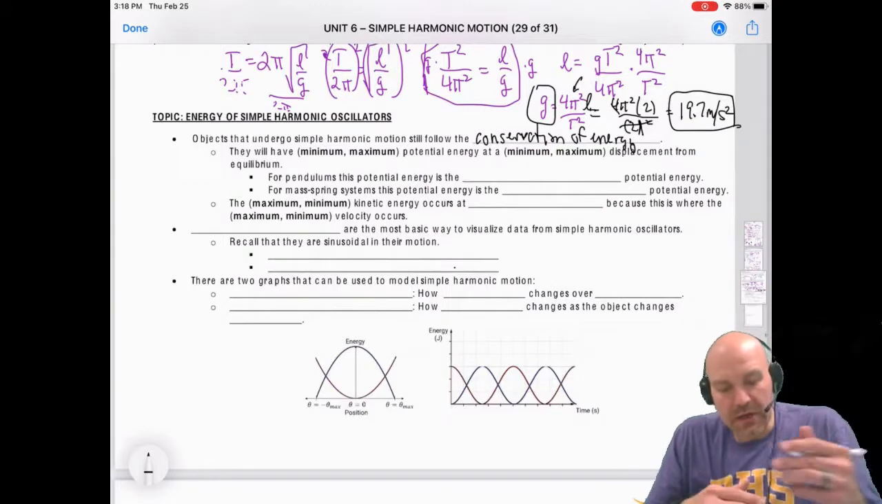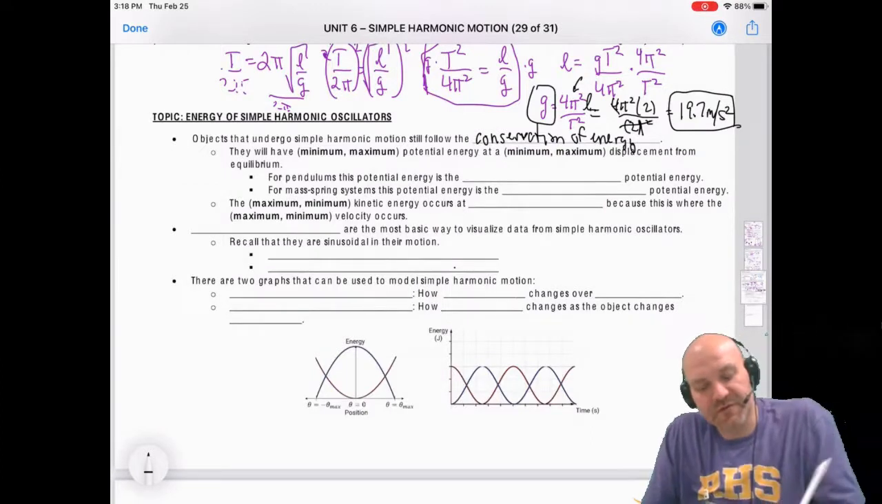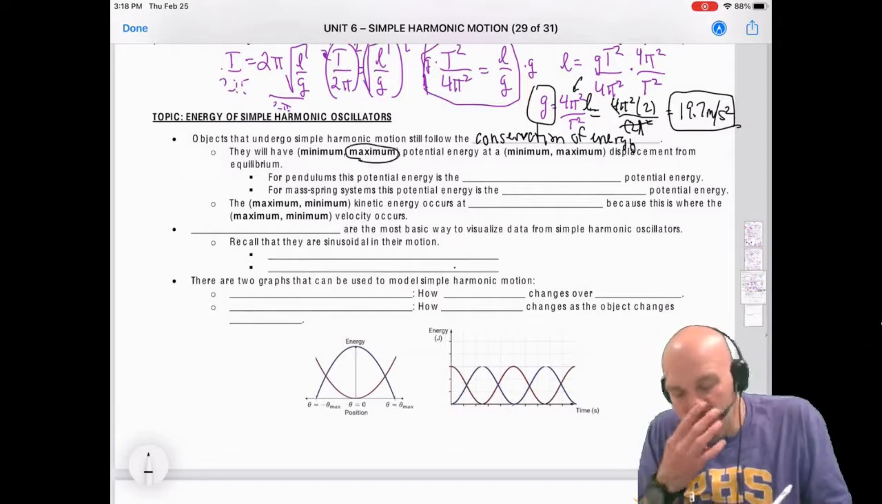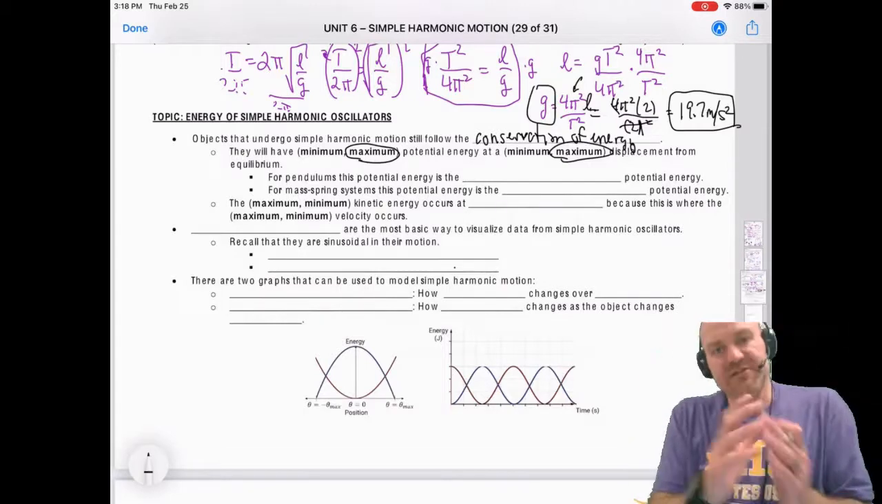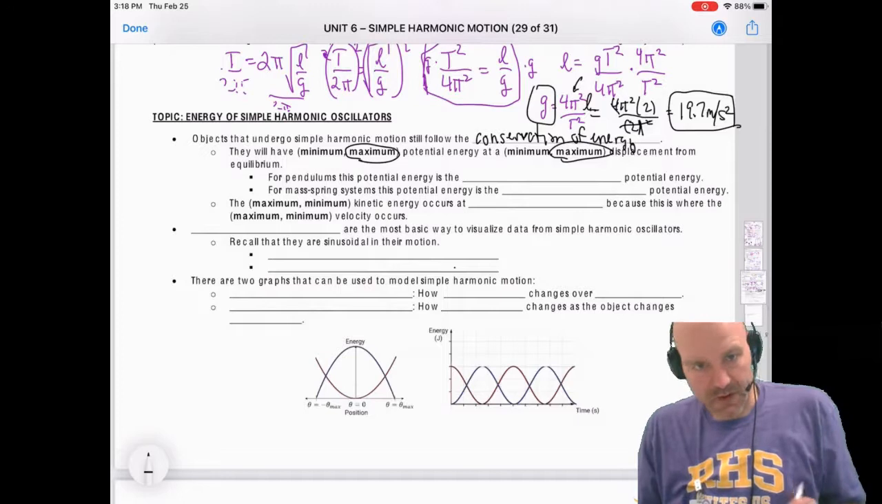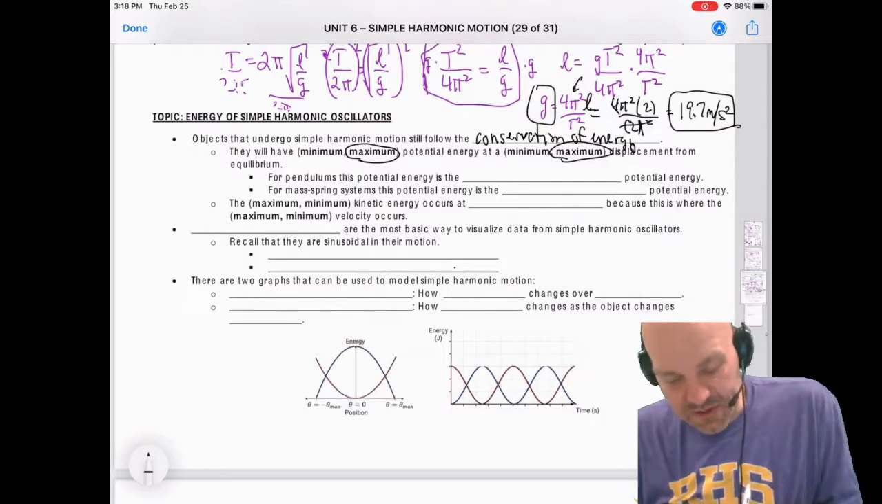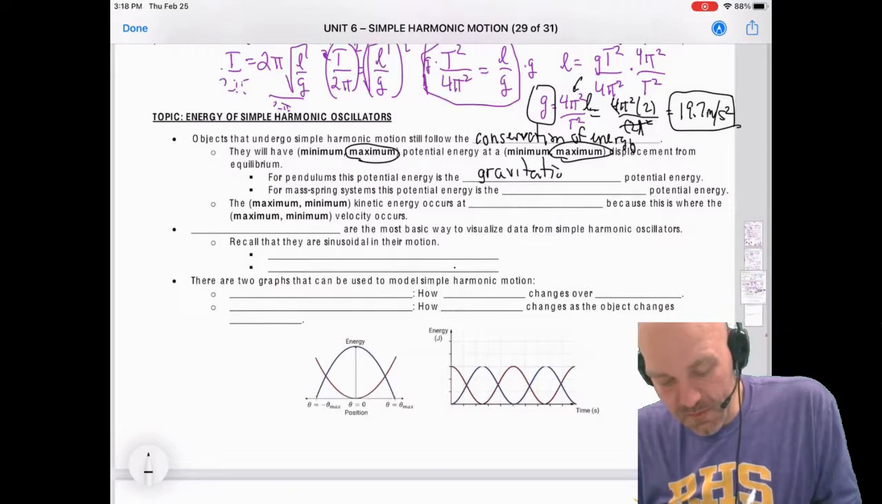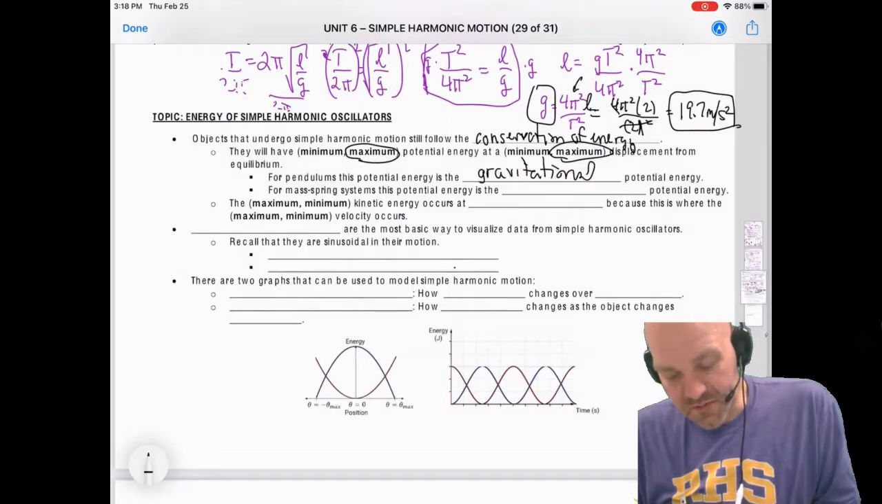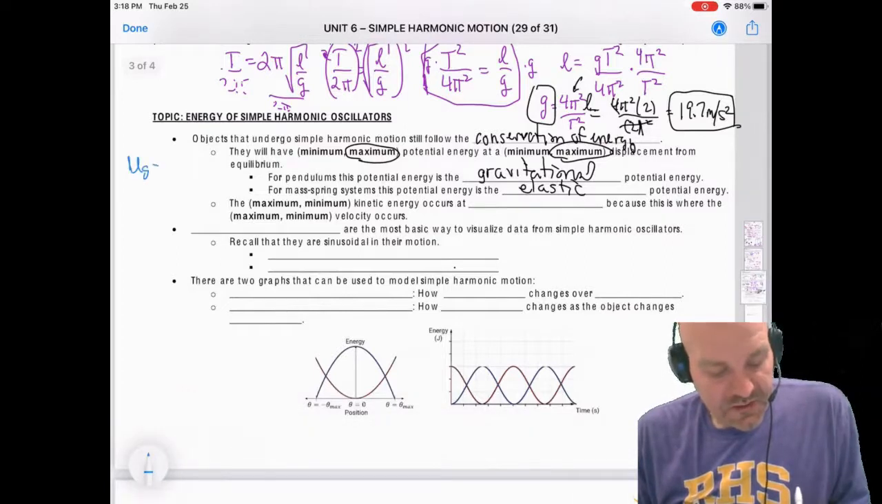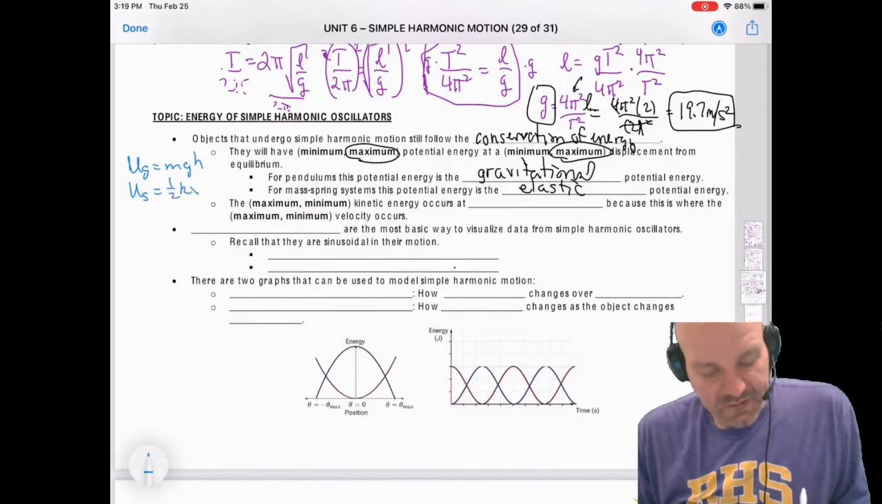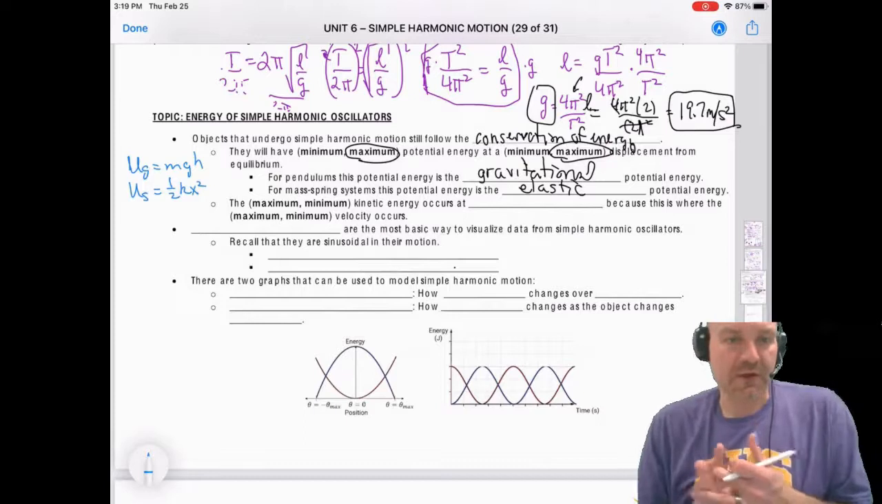They'll have maximum potential energy when the displacement is at its maximum. So when it's further away from its equilibrium position, it's going to have all potential energy. For pendulums, the energy is going to be gravitational potential energy, and for springs, it's going to be elastic potential energy. If you recall those equations from when we talked about energy, UG is mgh, and US, or elastic, is 1/2 kx squared. Those are going to come into play.